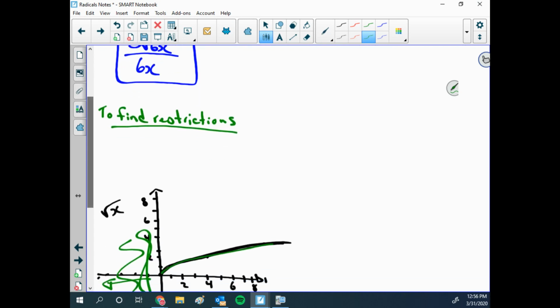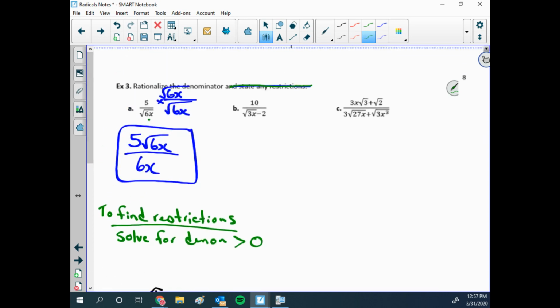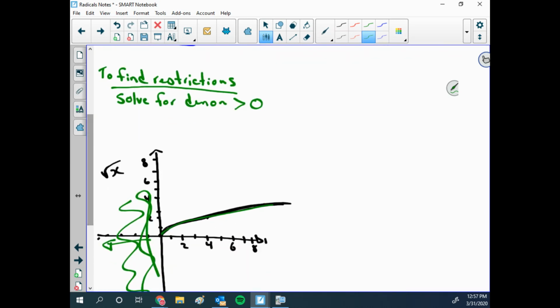what you're going to do is just take the denominator. So solve for the denominator. Where is the denominator greater than 0, right? We need the denominator, or the x value, to be greater than 0, because we can't have a negative number underneath that root sign. I also can't have a 0 in my denominator because I can't divide by 0. So when I'm doing this, I'll take my original denominator of the square root of 6x. Where is it greater than 0?